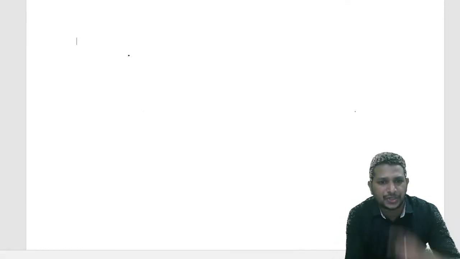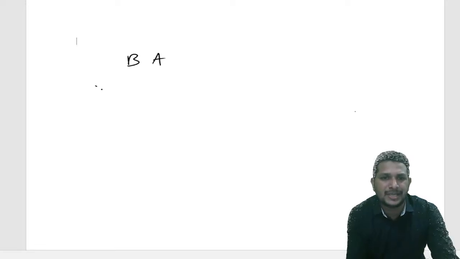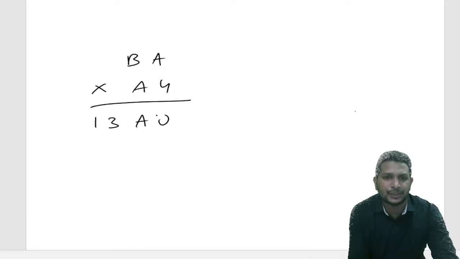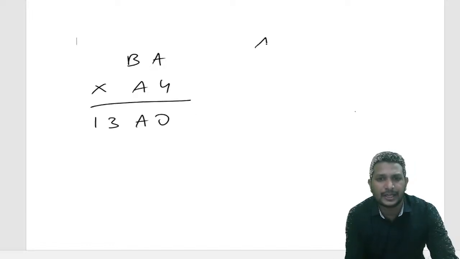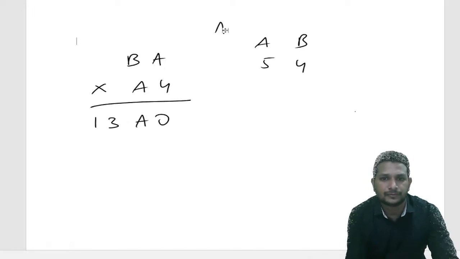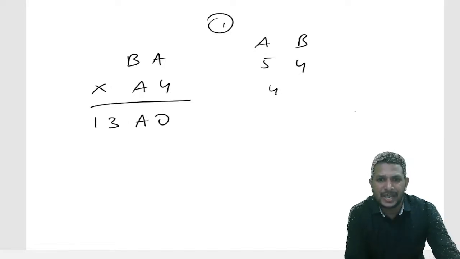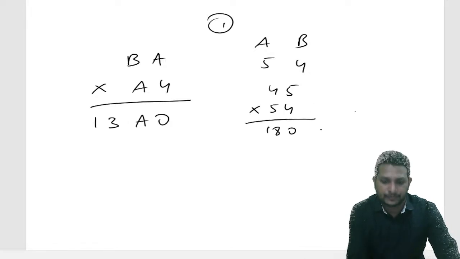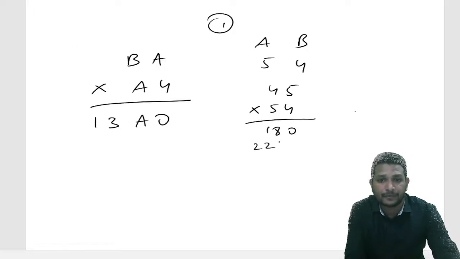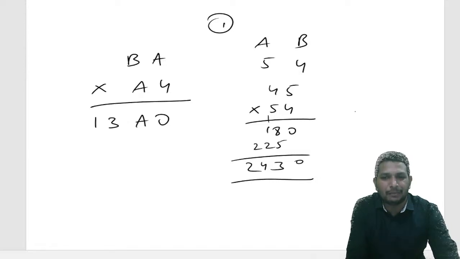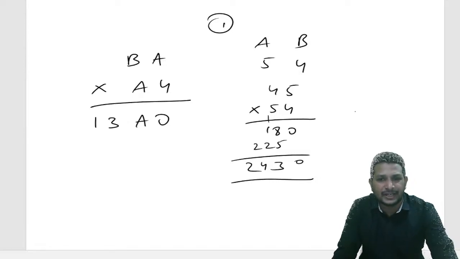As they gave the first option, the question is BA multiplied by A4. So what do I get? 1, 3, A0. So the first option is A and B as 5 and 4, right? So let's check the first option now. 45 multiplied by 54. 180 and how much? 225. No way, we are not even getting a close answer. So 2430. That's not at all possible, right? So let's go for the next part.